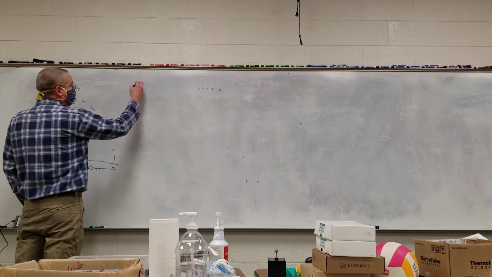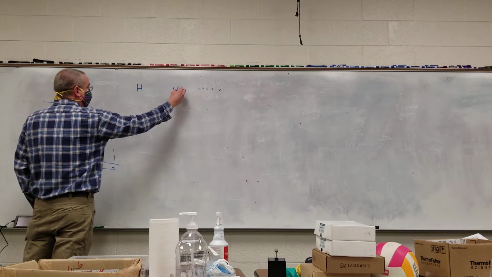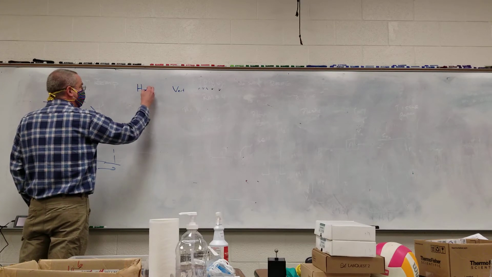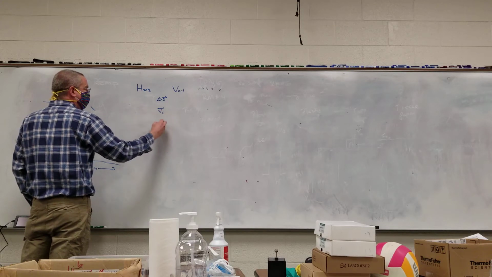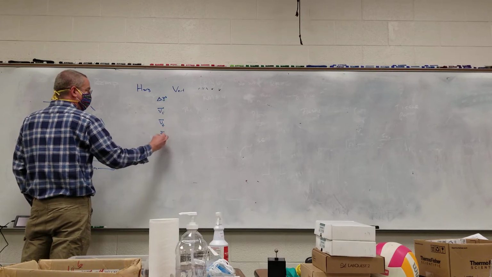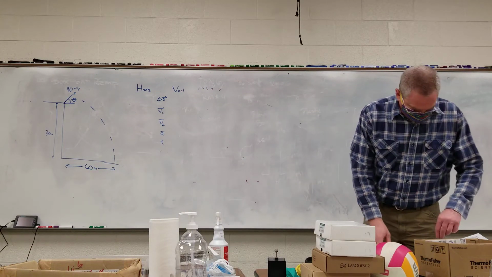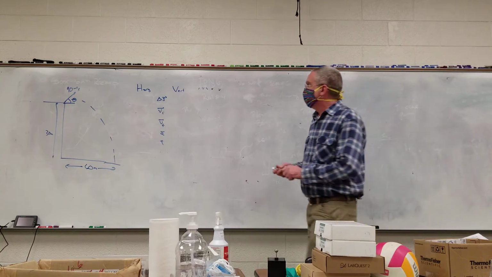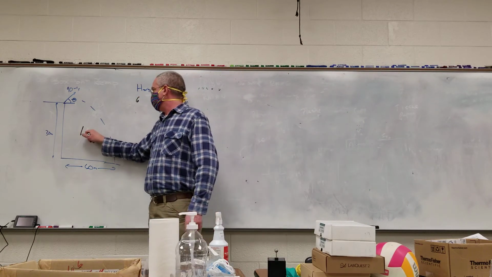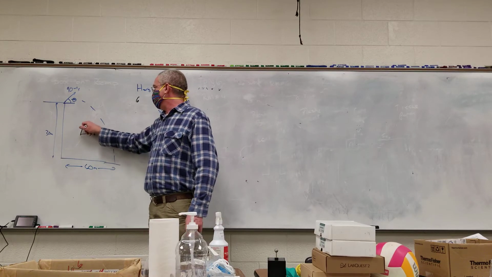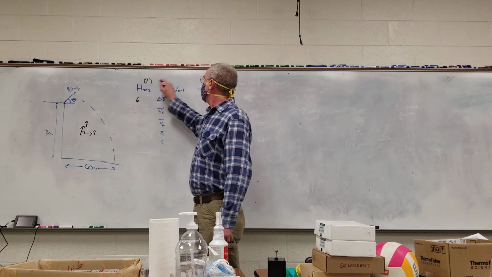As before, we set up horizontal and vertical. So horizontal and vertical. I have displacement, initial velocity, final velocity, acceleration, and time. I know horizontally it's going to end up 60 meters, so let's make those my positive directions. I'm going to go I hat and J hat using traditional notation.